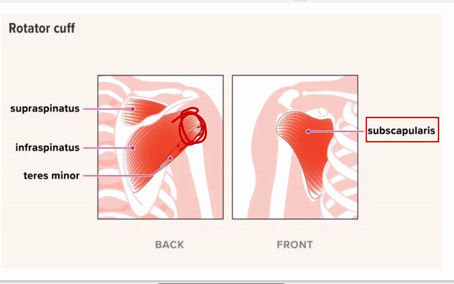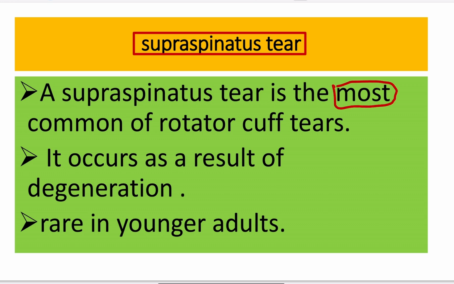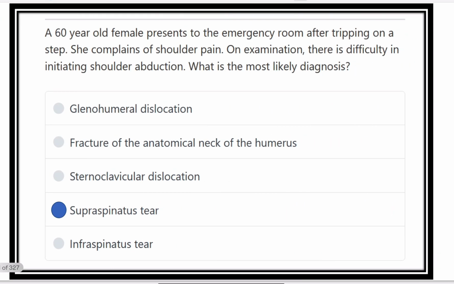So now let's see the supraspinatus tear. The supraspinatus tear is the most common tear in the rotator cuff, and it occurs as a result of degeneration. It is very rare in younger adults. It is common in older age. So what is the answer? The answer is the supraspinatus tear.